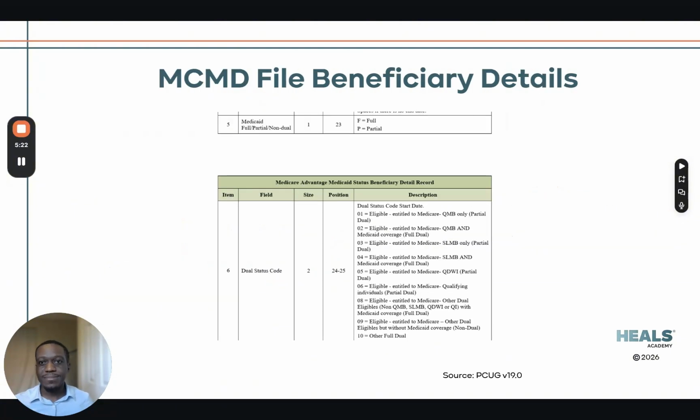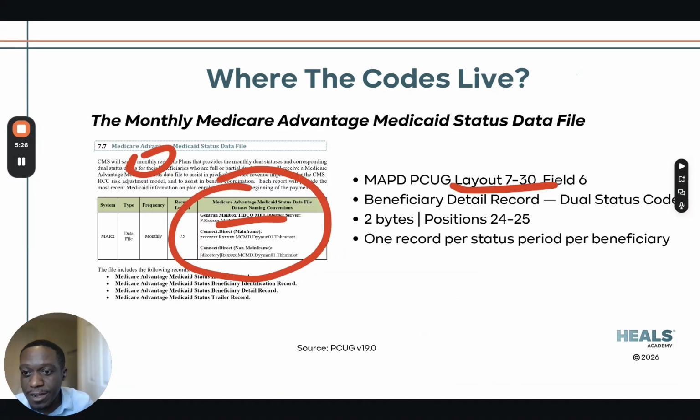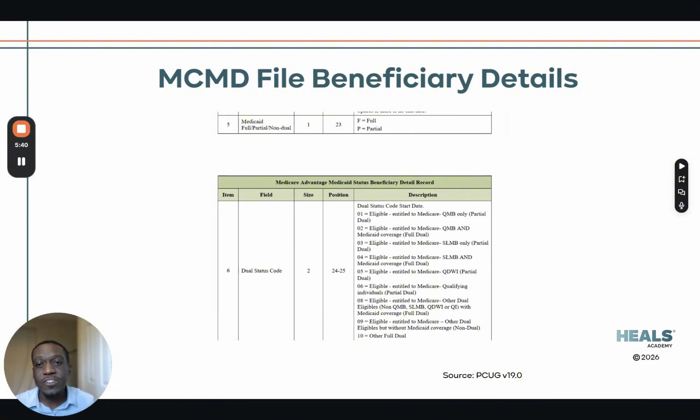members. The MCMD file has different sections, and you can see from here there are 4 different sections, but the one we are going to focus on today is the beneficiary detail record. And in the beneficiary detail record, there is field number 5. There is a Medicaid full or partial or non-dual flag. So if it's F, it is full, if it's P, it is partial. You know that from the file.